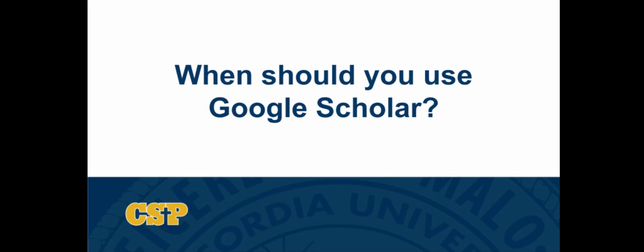Unlike the subject-specific databases on the library's website, Google Scholar is a broad search engine, and it is a good resource when you can't find what you are looking for in our subject-specific databases. Also, it is a good resource when you are looking for a specific article that you know the title of.